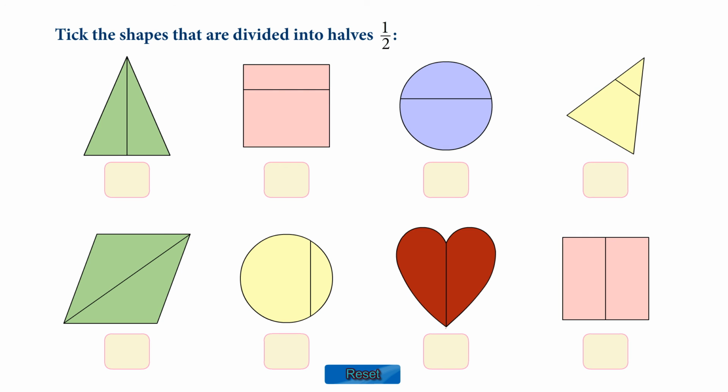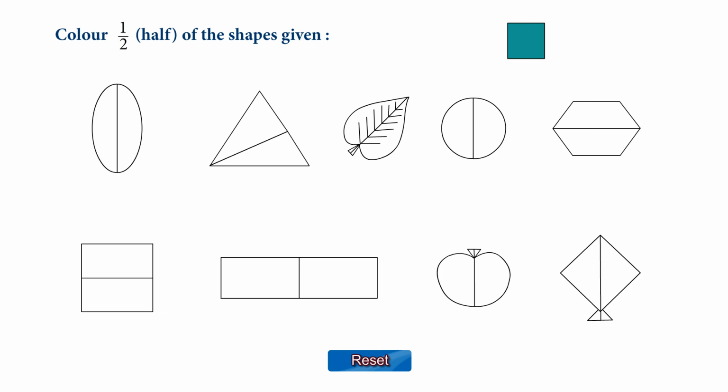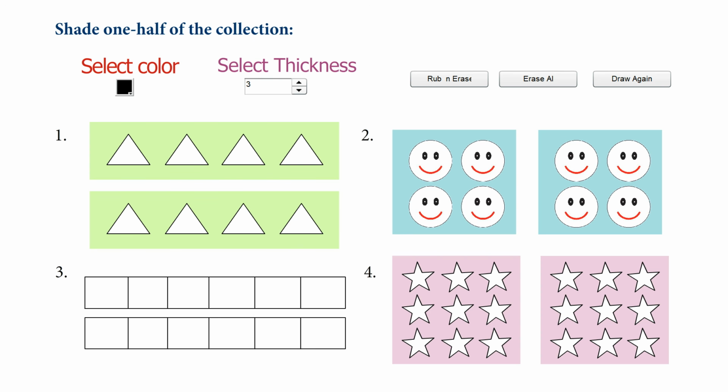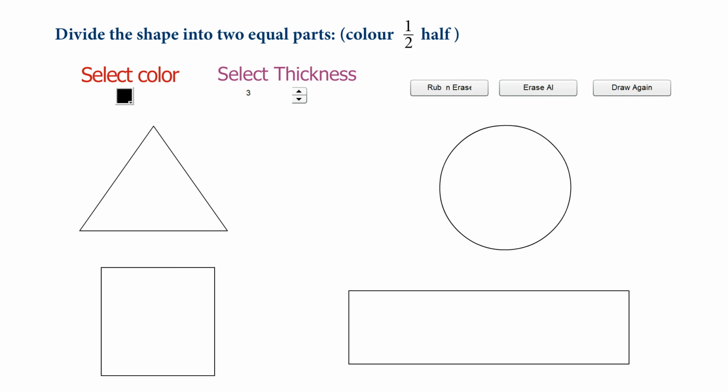Identify the shapes that are divided into halves. Color 1/2, half, of the shapes given. Shade one half of the collection. Divide the shape into 2 equal parts. Color 1/2, half.